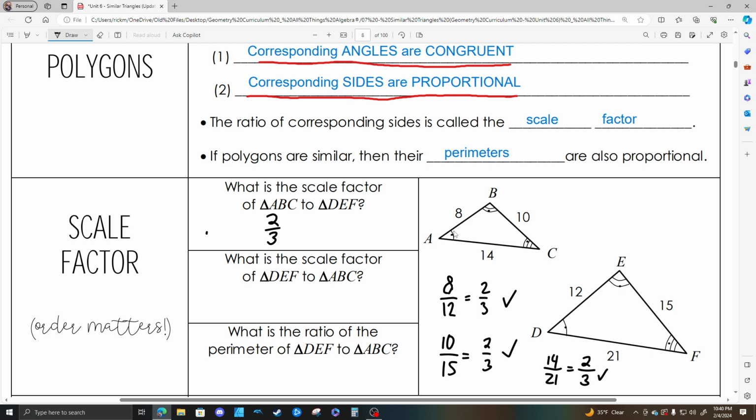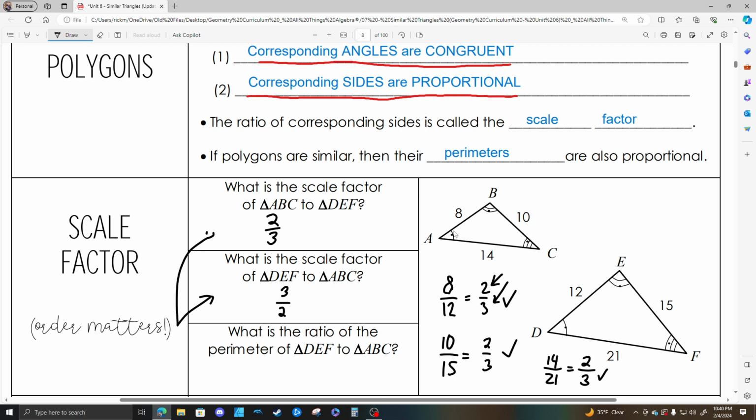Right? And now let's look at the next question. What is the scale factor of DEF to ABC? Well, if ABC to DEF is 2/3, this means we're going from the smaller triangle to the bigger triangle. So we're going from 2 to 3. Well, this time we're flipping it. We're going from the bigger one to the smaller one. So we're just going from 3 to 2, okay? And notice that it says over here order matters.